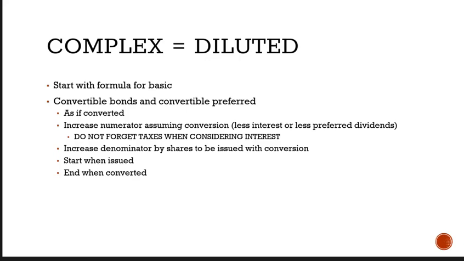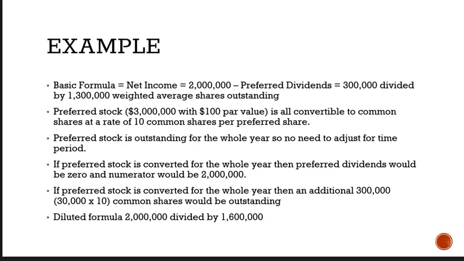You increase the denominator, the bottom number, by the shares to be issued with the conversion. So there will be a conversion factor. You will convert each bond into so many shares of stock, or each preferred share into so many shares of common stock. So you just need to know how many of those are, and multiply it by that conversion factor. You start this when the convertible bonds or stock are issued, and they end, of course, when they're converted into common stock, as far as your time period.